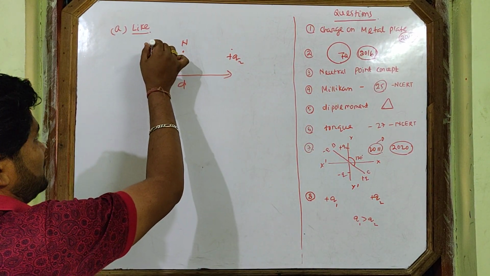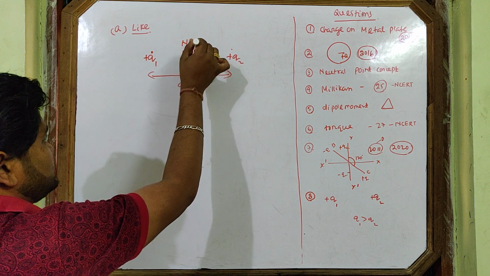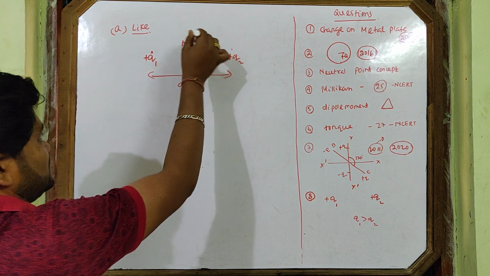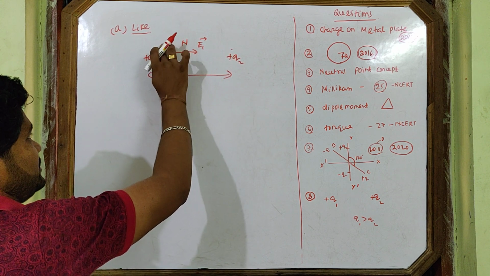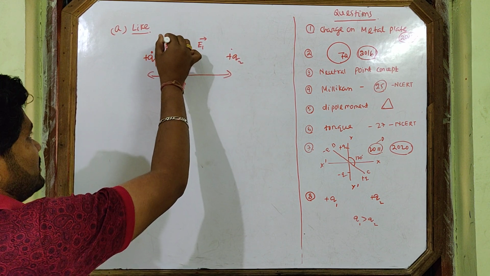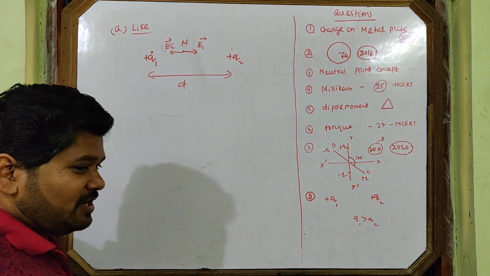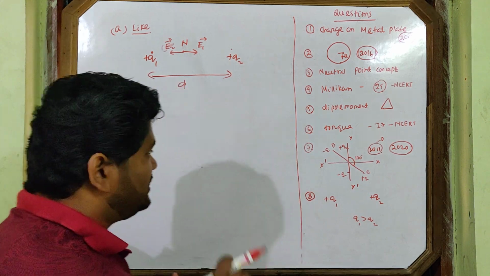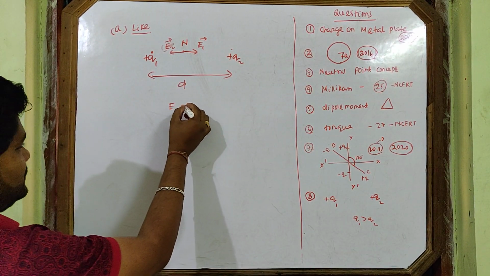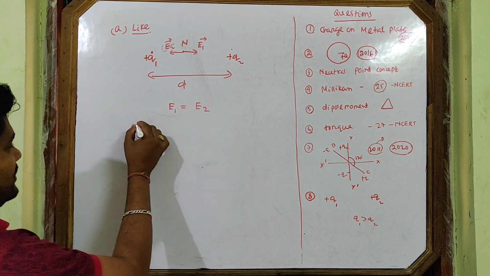Because here, for plus q1, the electric field will be on this side, E1. For plus q2, the electric field will be on this side, E2. Both are in opposite directions. Only if they have the same magnitude will they cancel each other. Now see, same magnitude: E1 is equal to E2.